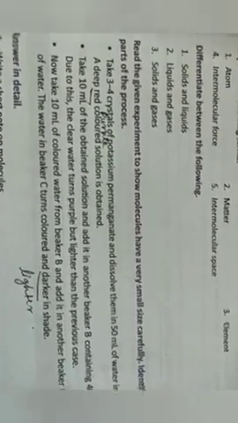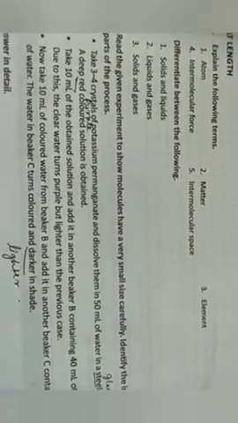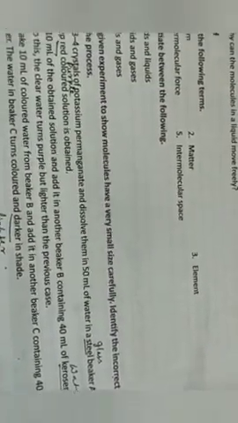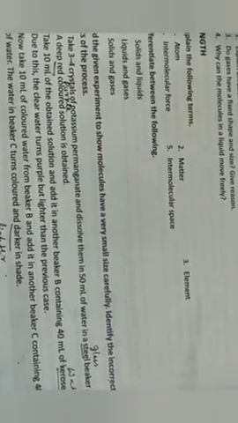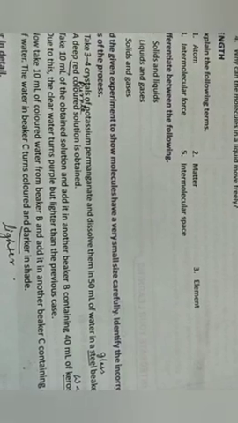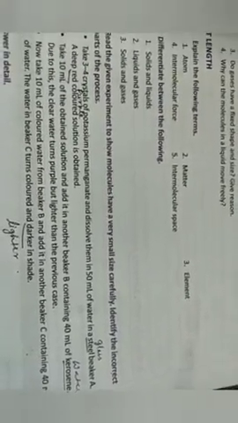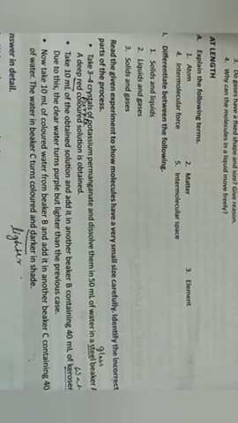Read the given experiment to show that molecules have very small size carefully. Identify the incorrect parts of the process. I have just underlined the incorrect parts and written over them. This one you will do in your book. Take 3 to 4 crystals of potassium permanganate. Dissolve them in 50 ml of water in a steel beaker. It is written steel; you underline steel and write glass.